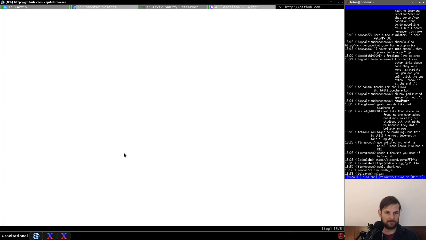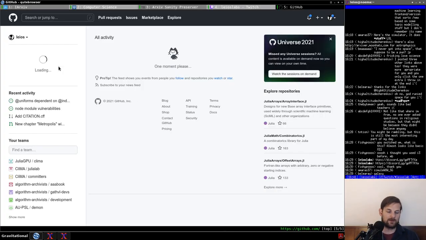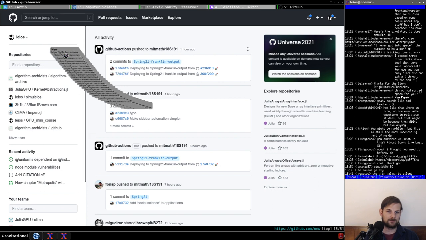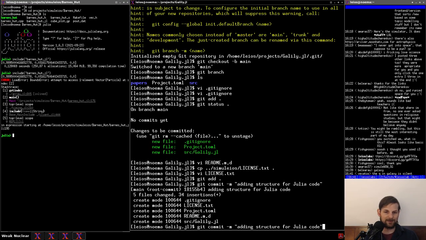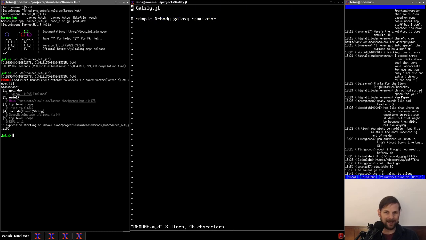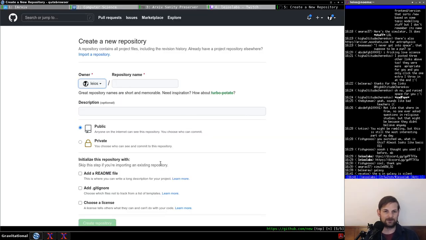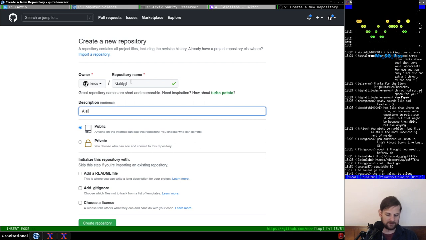Let's go to github.com and let's create the repo. New. Okay. The Q in Galaxy is silent. Did I misspell it again? Okay, now I have to check. Galaxy. Perfect. Okay, I think it's fine. So we're going to call it Galilee.jl. We might change the name later, but this is just what I'm calling it for now. A simple n-body Galaxy Simulator. I did the same thing again.